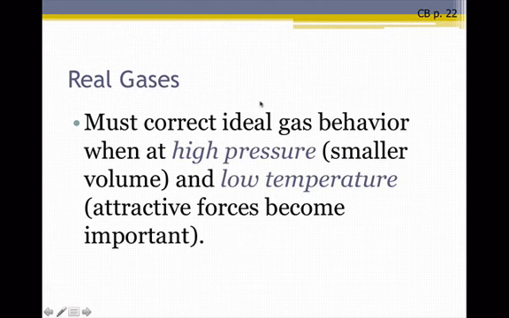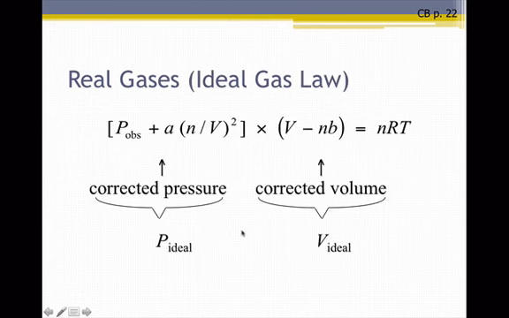We must correct ideal gas behavior when we're at high pressures and low temperatures, so the opposite of what I just said, because those attractive forces between the molecules become important and they can affect our calculations. So what we do is we use this really crazy looking formula here. It really is the ideal gas law. This is the P, and this is the V, and there's the nRT. We just have these corrected values, which you would find on a table if I go to the next slide.